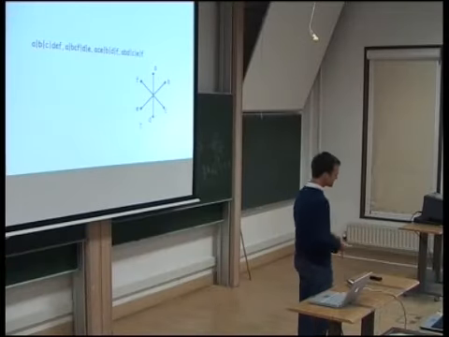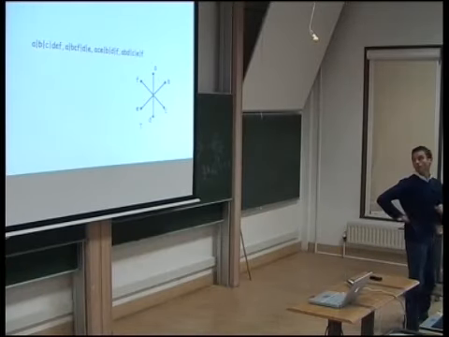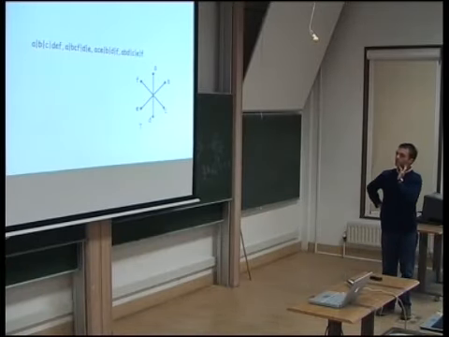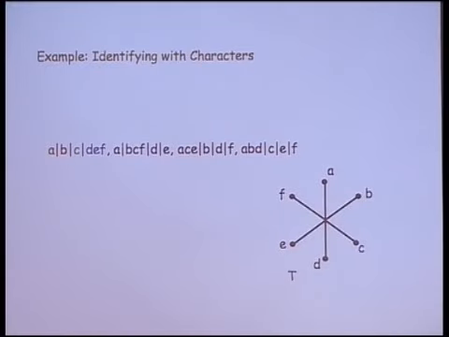Okay, so that's doing identify with trees. What about identifying with characters? Alright, so what do I mean by a character? A character partitions the set you're interested in, in this case A to F, into various character states. So I've got an orange character state with just A in it, a red character state with B in it, a green character state with just C in it, and a blue one with D, E, and F.